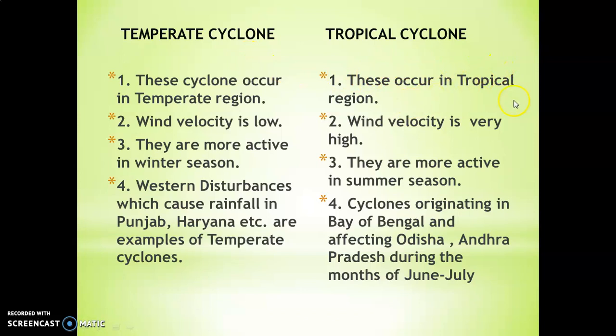Tropical cyclones occur in the tropical region. Which is the tropical region? Tropic of Cancer to Tropic of Capricorn.